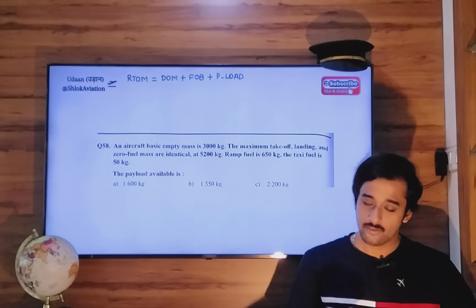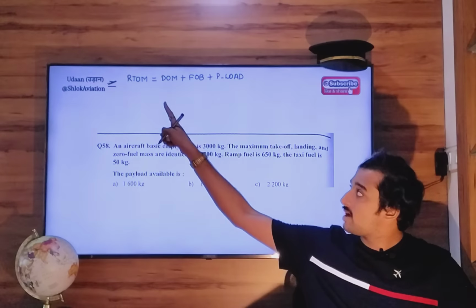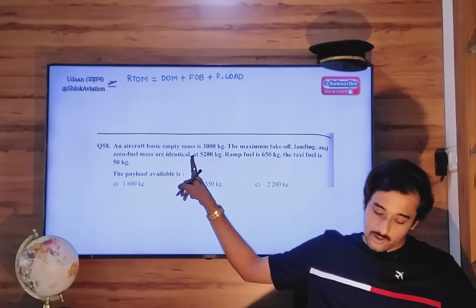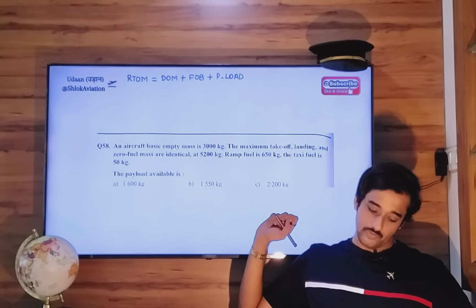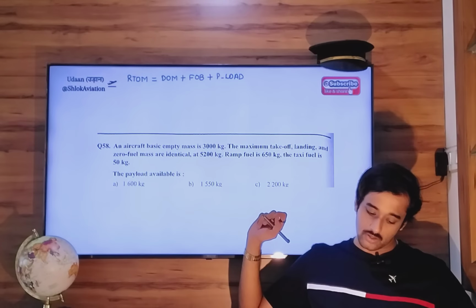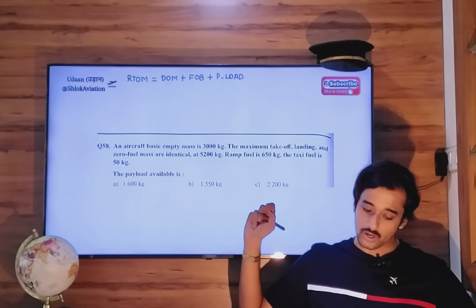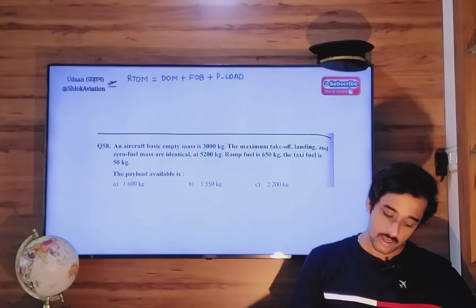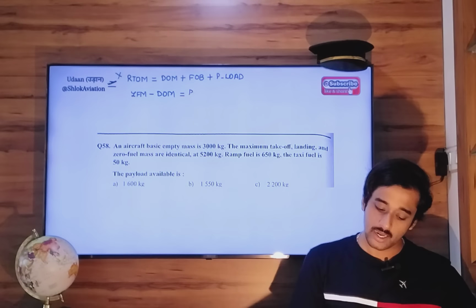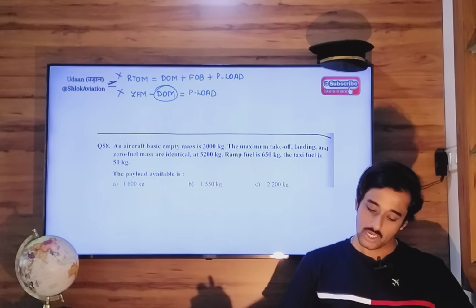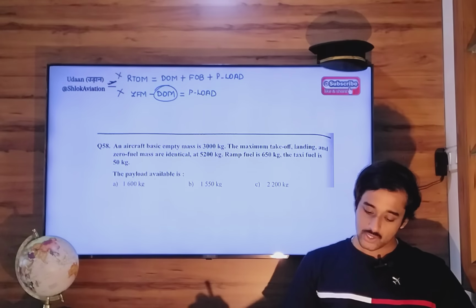So in this equation we have payload and we have all the three values. Regulated takeoff mass is 5200. Dry operating mass is what? Dry operating mass is not given to us. So we cannot use this formula. The second formula says zero fuel mass minus dry operating mass equals payload. This formula also can't be used because we do not know dry operating mass. So we cannot use that.